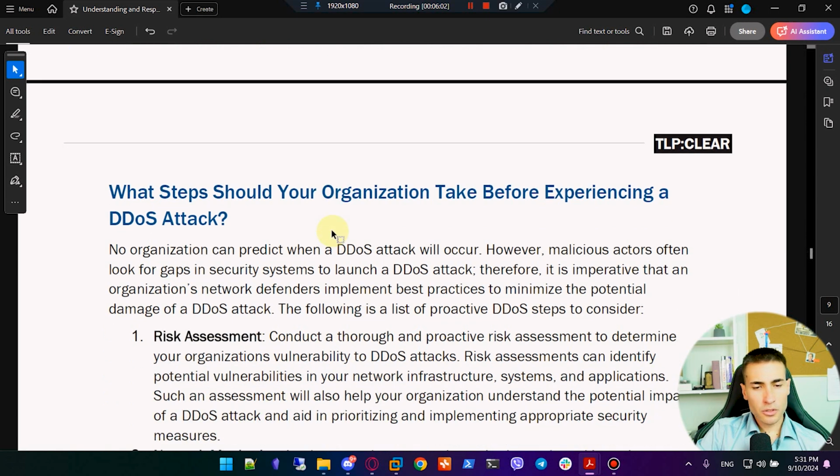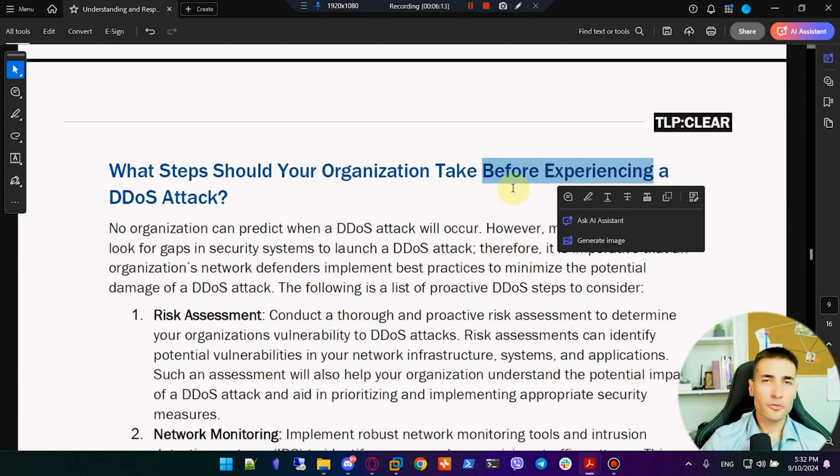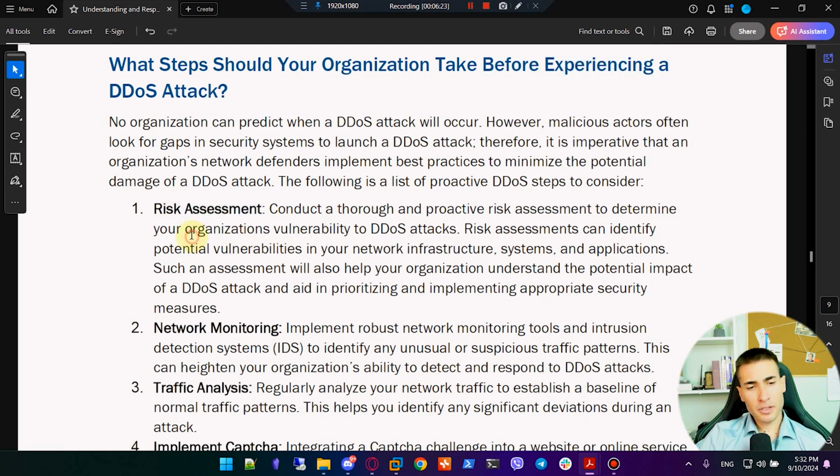What steps should an organization take before experiencing a DDoS attack? So, before experiencing is key. It's really important for you to take proactive measures so that you are prepared for an eventual attack, right? The first one that they are describing is risk assessment.